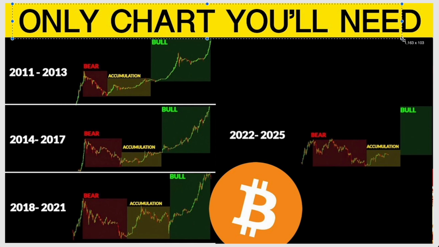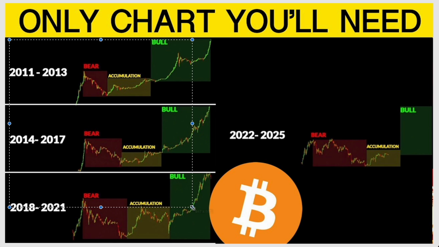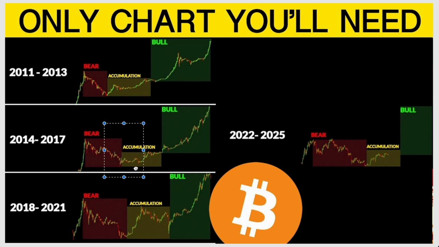Here's the one chart you'll ever need. Just look at the cycles. We have multiple cycles here, and each of these cycles has a bear, accumulation, and bull market phase. And you can see across cycles, all of these phases see price action play out in a very predictable manner across cycles.